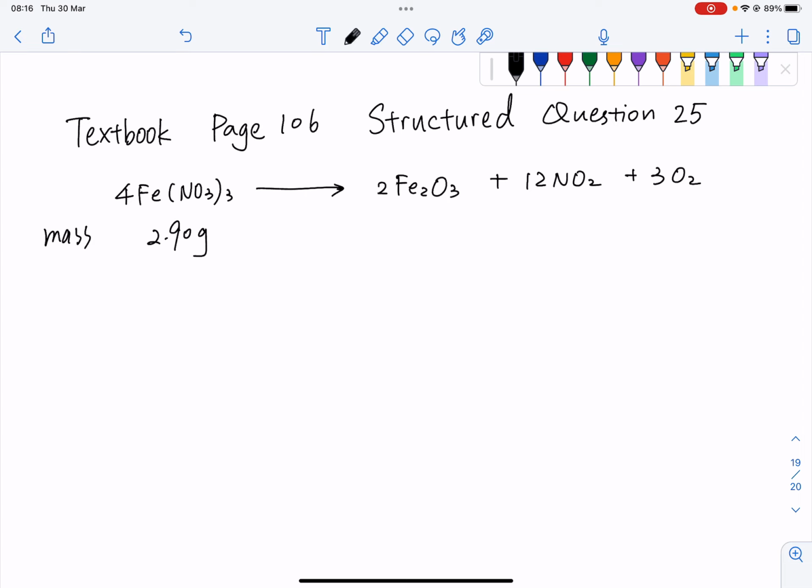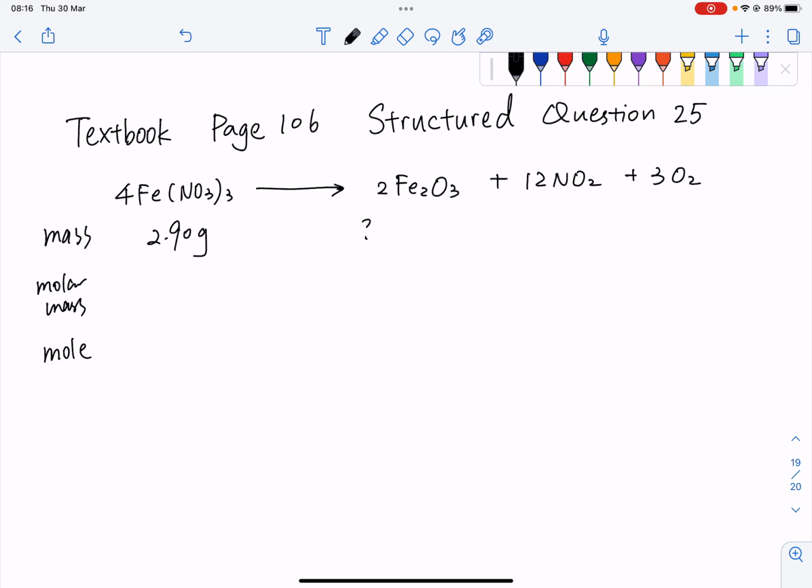Firstly, what is the question asking about? It asks us to calculate the mass of iron 3 oxide. So similarly, let's first calculate the mole for the reactant that we know first. If we want to get the mole, we should have the molar mass.